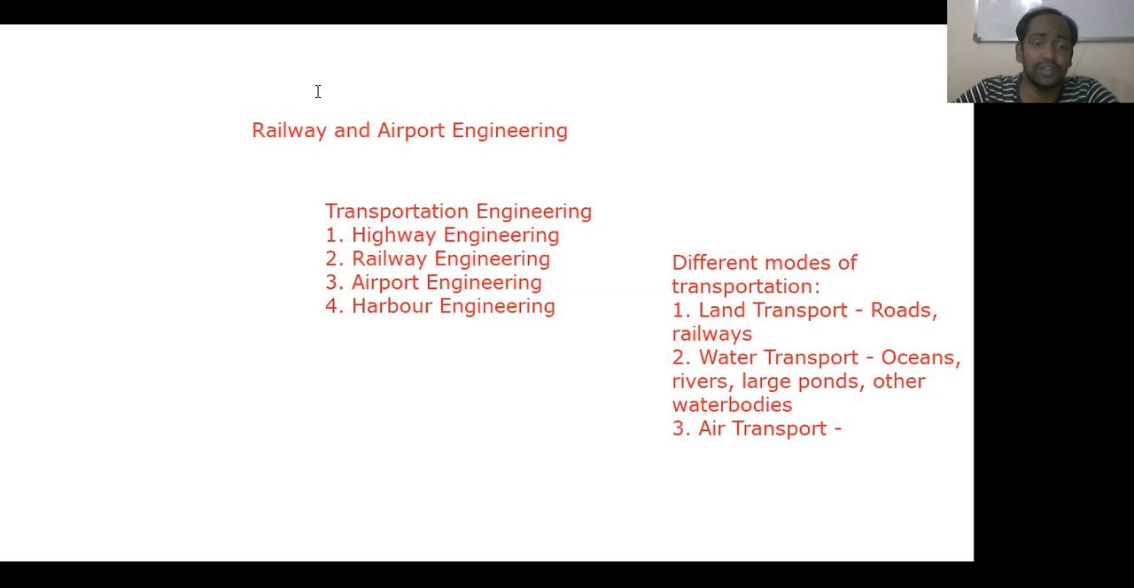And highway engineering, in this semester we are going to study under the name transportation engineering.